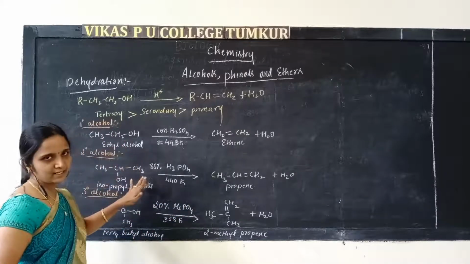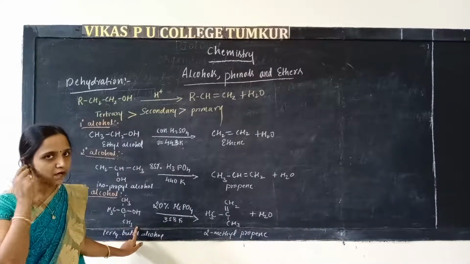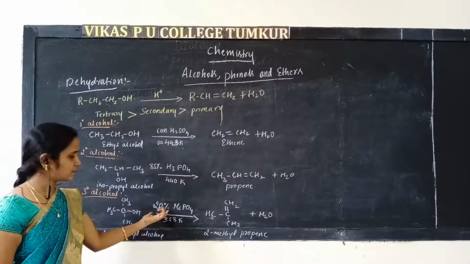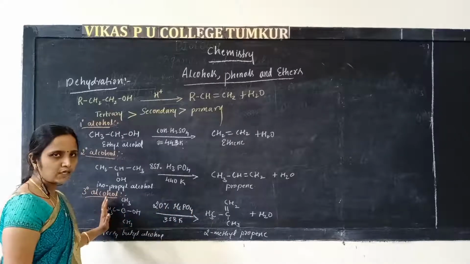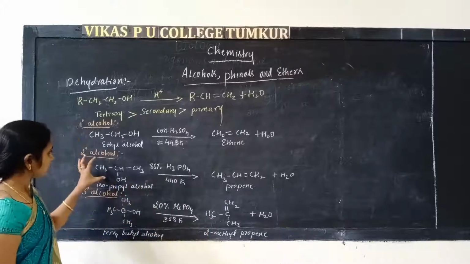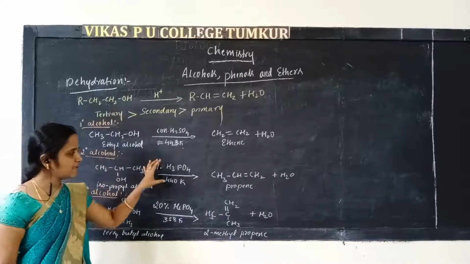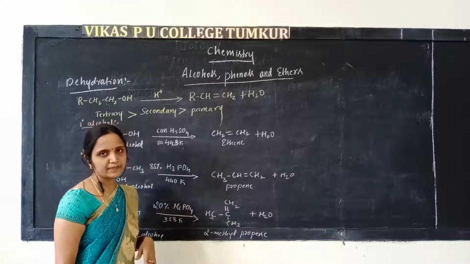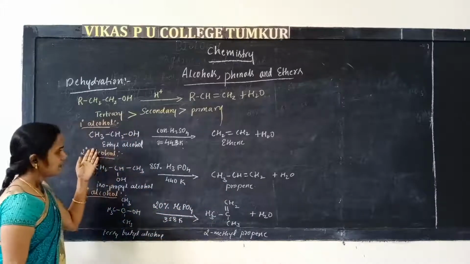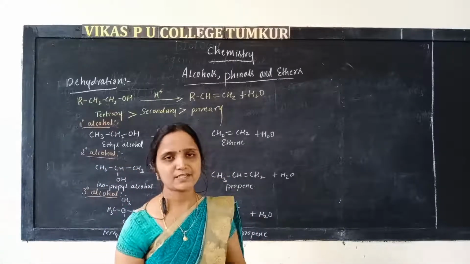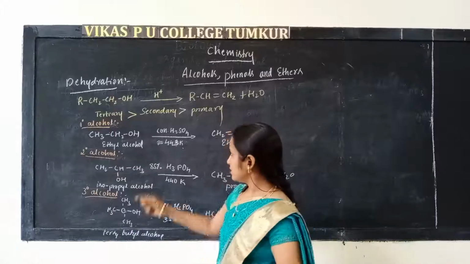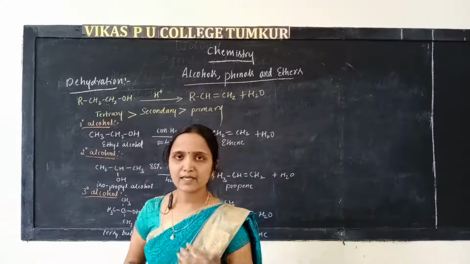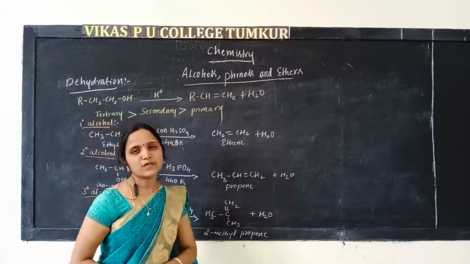By observing these three reactions, we can observe the order of reactivity. The tertiary alcohol undergoes dehydration with just 20% phosphoric acid. The secondary alcohol undergoes dehydration with 85% phosphoric acid at 240 Kelvin, giving the corresponding alkene. But the primary alcohol needs sulfuric acid, a strong acid: concentrated sulfuric acid at 443 Kelvin, and dehydration forms the corresponding alkene.